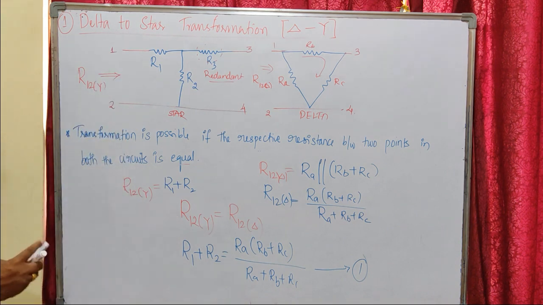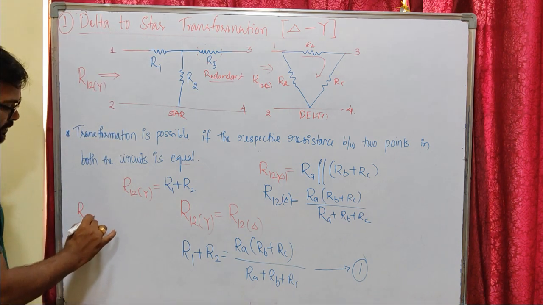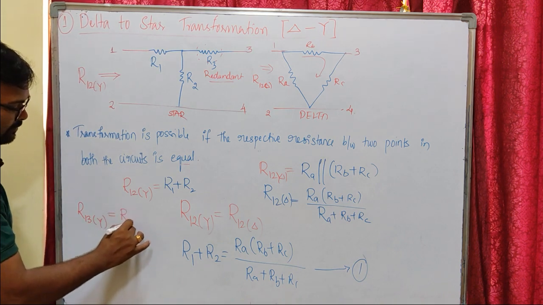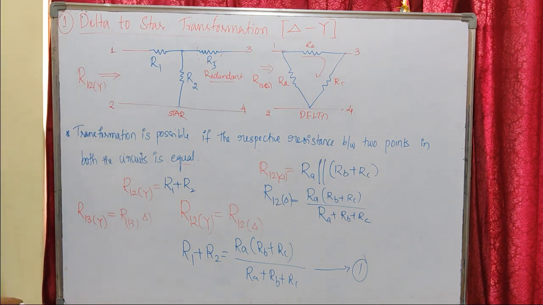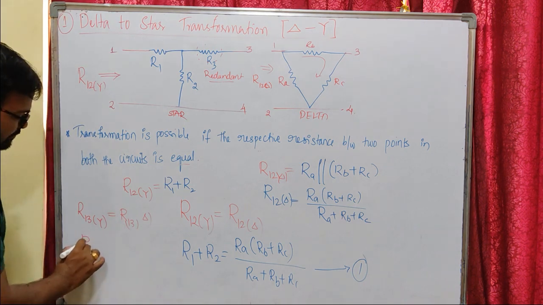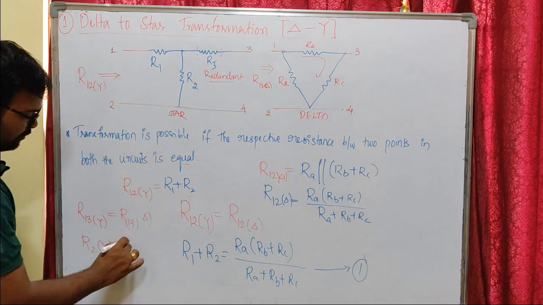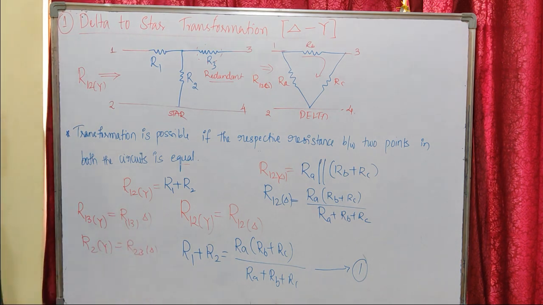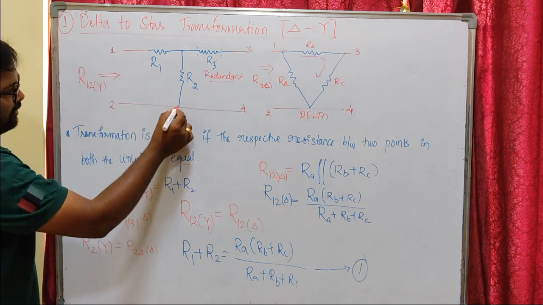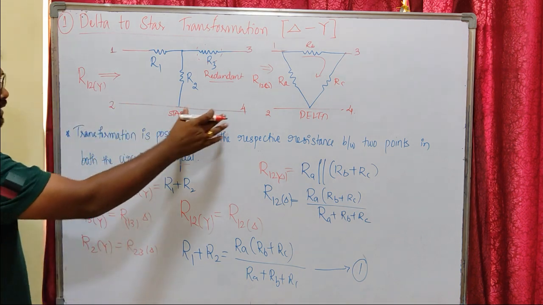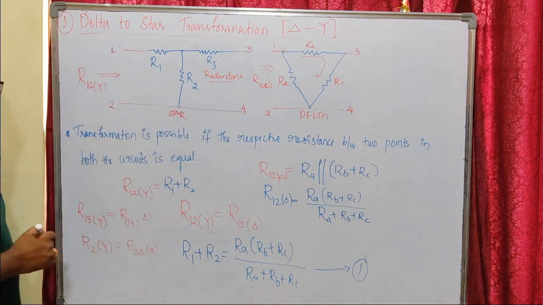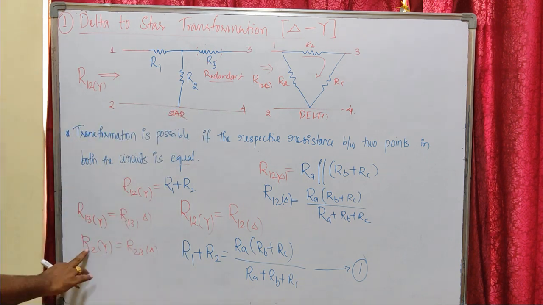Now I am going to equate R13 star with R13 delta. Similarly, I am going to find R23 star with R23 delta, because here points 2 and 4 are common. You can take it as 2 or 4. These two are common points, and they are not connected in between any points. So R13 star should be equal to R13 delta, and R23 star should be equal to R23 delta.